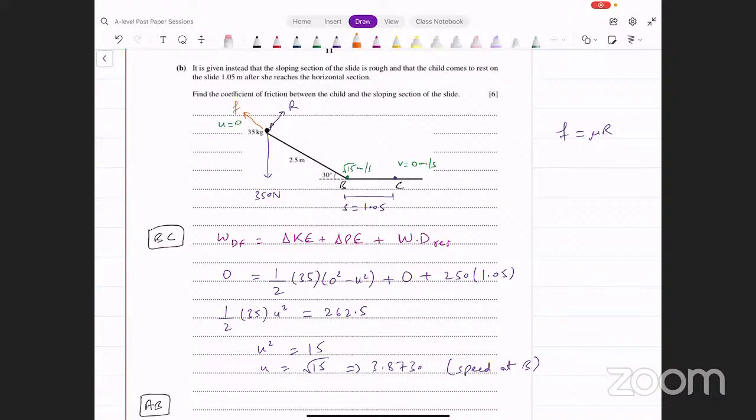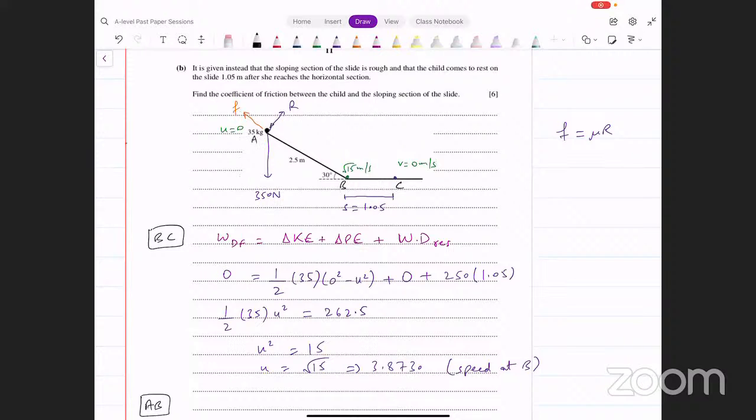हमने weight represent कर लिया, हमने friction represent कर ली, reaction represent कर लिया. There are no other forces that are acting at this point A. हमने इसको A mark किया था, that A here now. इसके ऊपर और कोई force नहीं लगी.